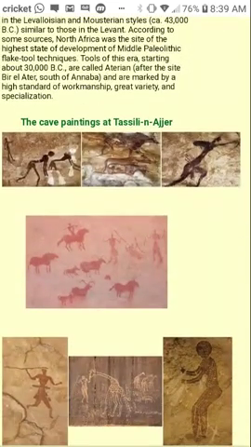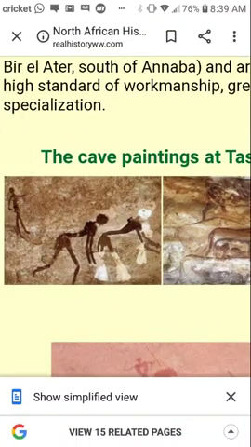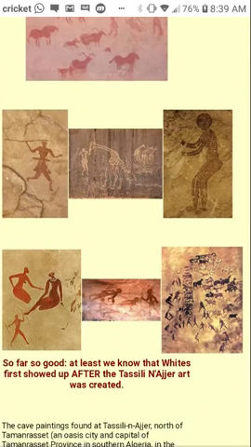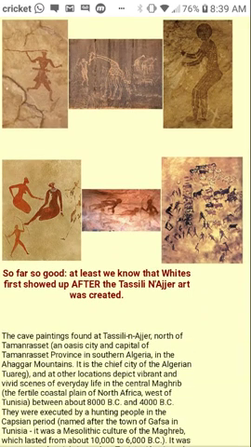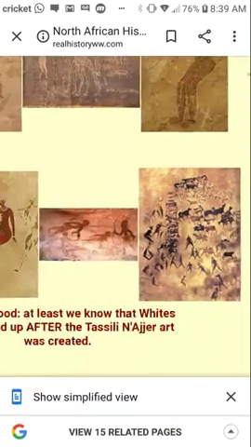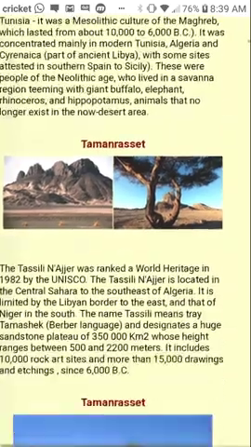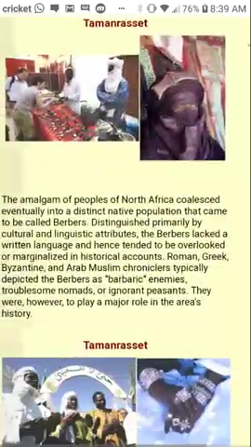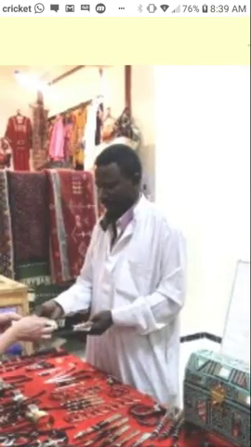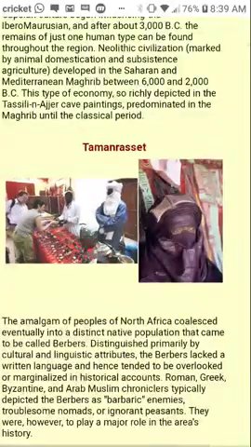And it goes through the cave paintings of the original peoples of North Africa. Obviously, there are black peoples there. You can check that out and see, yep, North Africa, so far, so good. At least we know that whites first showed up after the Tassili Niger art was created. Yep, because they're all black peoples here. So North Africa was all black before. And you go to the different places, and here are some of the people. Notice they're black peoples, but notice they have many variations of the nose. Okay, this is North Africa.